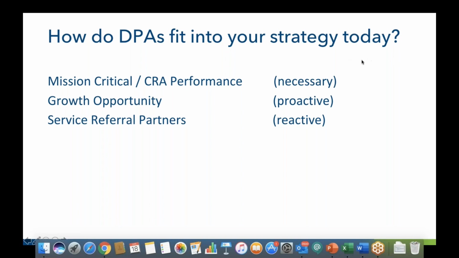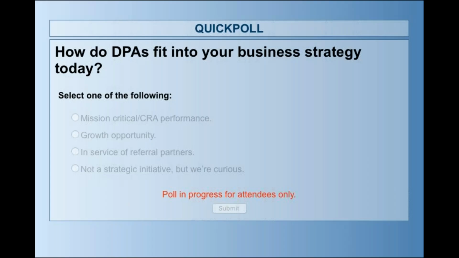So I'm going to put a poll up on the screen here and tell us, how do DPAs fit into your strategy today? So just as with the last poll, you can click your answer on the screen here. So go ahead and do that and tell us, do you view DPAs as mission critical, maybe for CRA performance? Do you recognize the growth opportunity for your company, for your pipeline, for your loan officers, for your marketing team by identifying ways to speak to and educate and pre-qualify first-time home buyers? Is this all done in service of referral partners? Or is this just not a strategic initiative at all? And you're just curious about what the potential might be for business with DPAs, doing more business with first-time home buyers, and so forth.